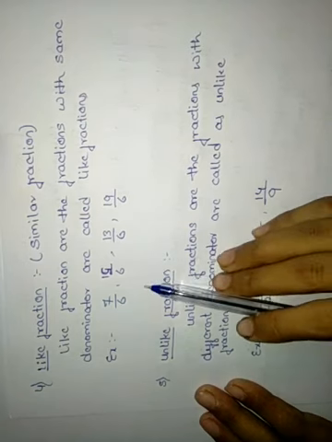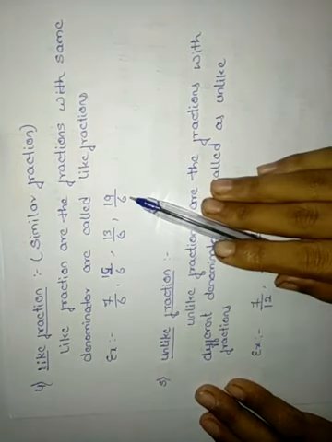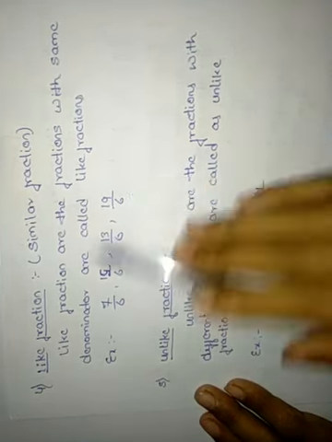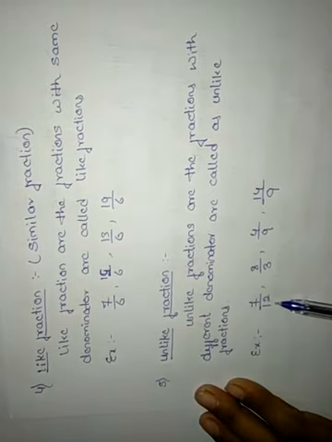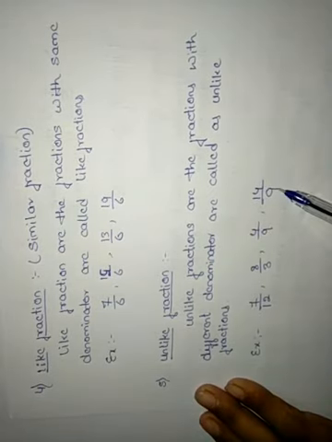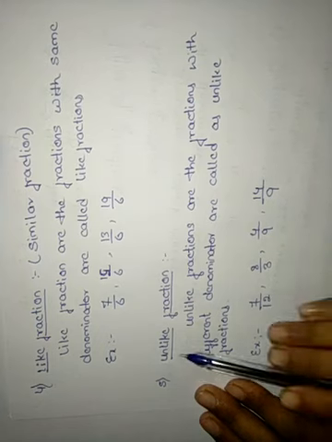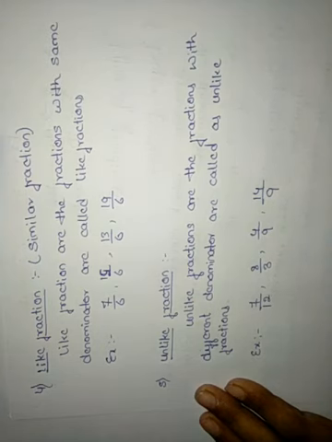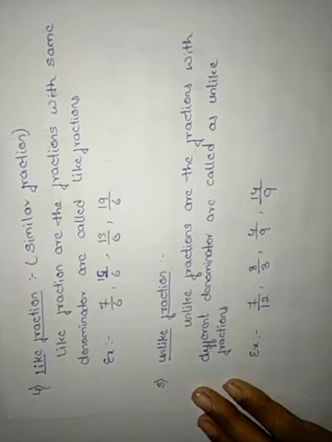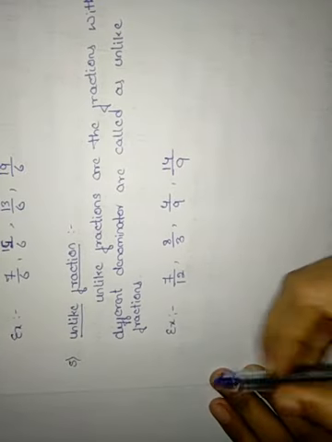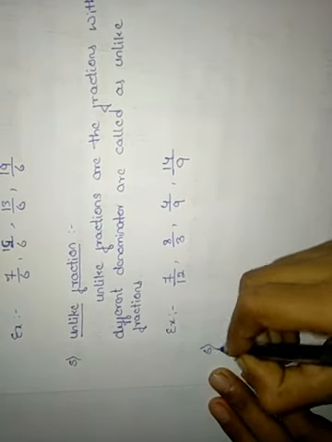If the denominators of the fractions are same, then such fractions are called like fractions. If the denominators of the fractions are different, then such fractions are called unlike fractions. Now, last type, that is equivalent fraction.